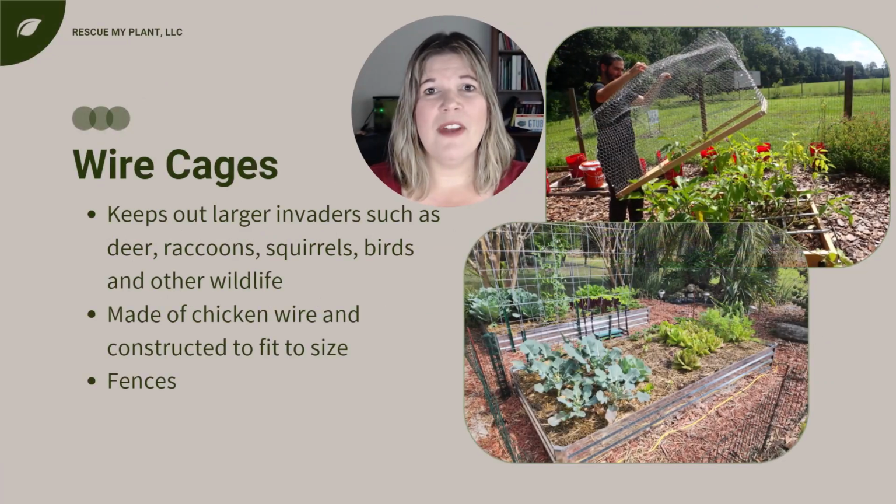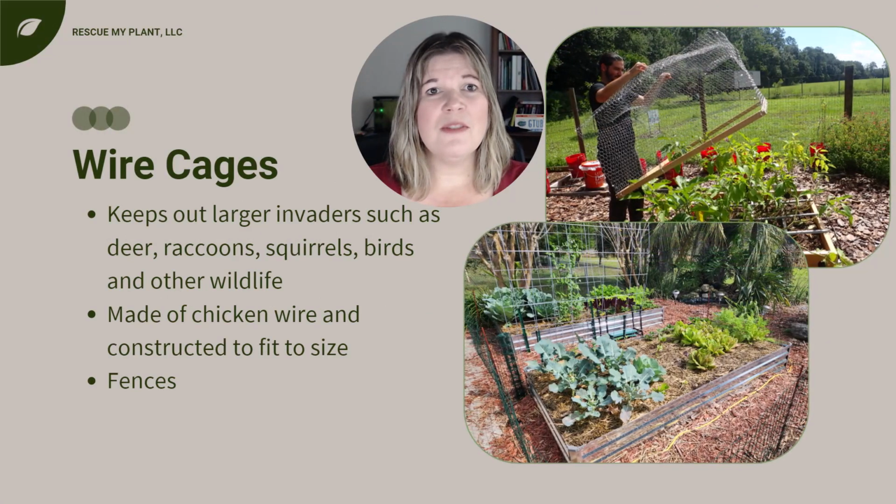For larger invaders, such as deer, raccoons, squirrels, birds, and other wildlife, you can protect your garden with a simple wire cage. It's also an easy way to keep family pets away. You would make it out of chicken wire, and you can lift it on and off of the garden as needed. You can even use it as a support for any other cover as well, such as a frost cloth, floating cover, or shade cloth. There are instructions for making the wire cage in the photo in my square foot gardening handout. You can also find another crop cage in the square foot gardening book.